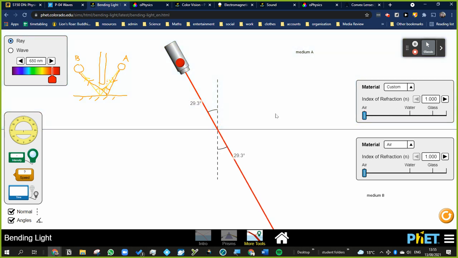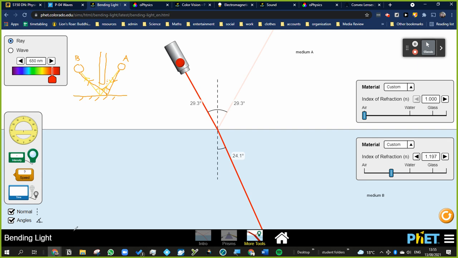If we went from air to air, there's clearly no difference. There's no reflection because it's not reflecting off anything, and there's no change in the angle of incidence to the angle of reflection. As I change medium B and make it more dense, notice that the ray of refraction, this ray down here, is moving towards the normal.